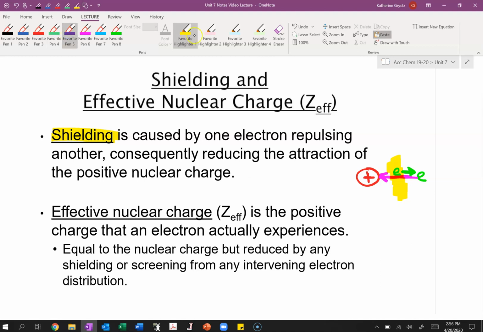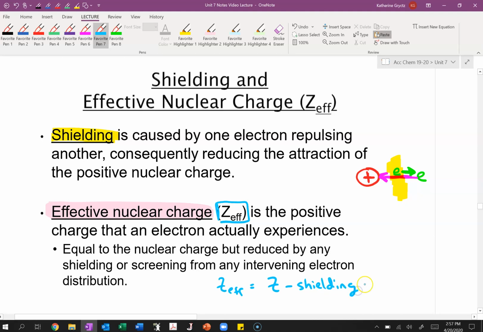The other vocab word here is something called the effective nuclear charge. It's a little bit of a modification on the nuclear charge that we just went over. We use the Z for nuclear charge, and then we put a little subscript EFF for effective. So it's the effective nuclear charge. But this is the nuclear charge that the electron, whatever electron we're looking at, actually experiences. We're going to learn a little math equation, but all Z_eff is the Z, the number of protons, and you subtract out the shielding. So it's just the nuclear charge, but reduced by any shielding.